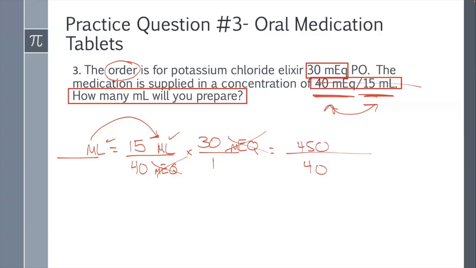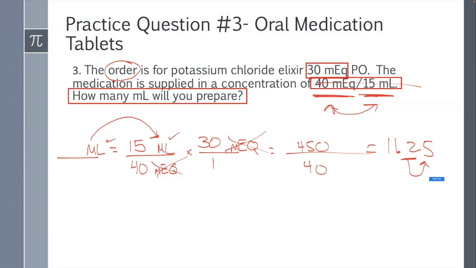450 divided by 40 is 11.25. Okay. And typically, according to the rounding rules of your school, we round our milliliters to the tenth. So it's going to be 11.25. We're rounding to the tenth. So that means the 2 is in the tenth column.